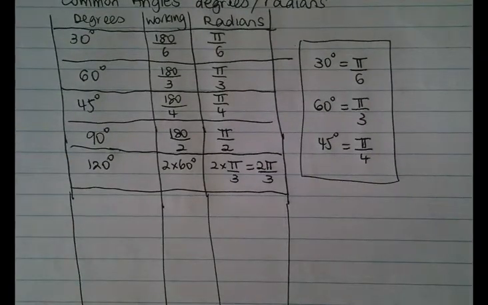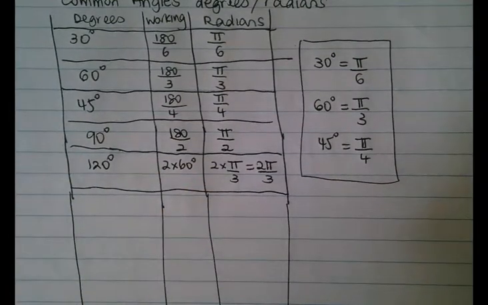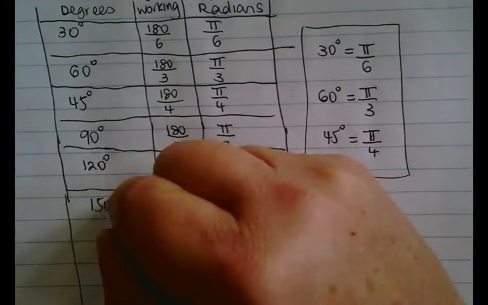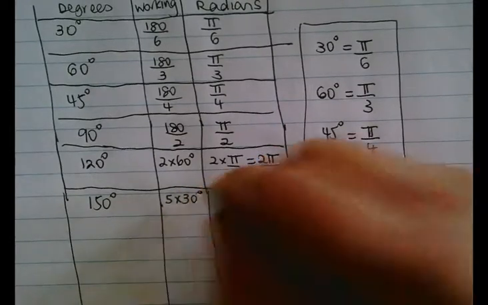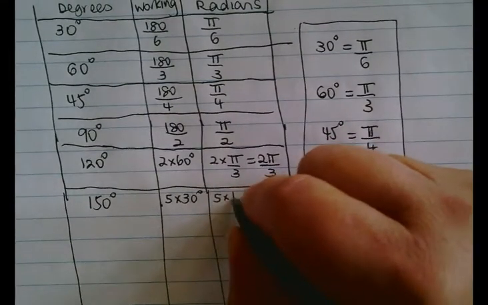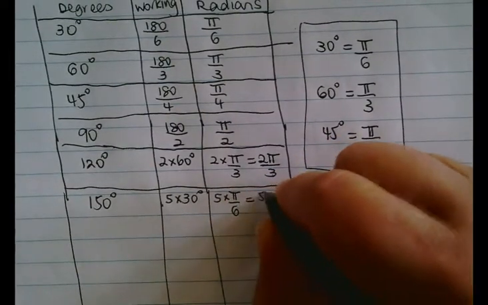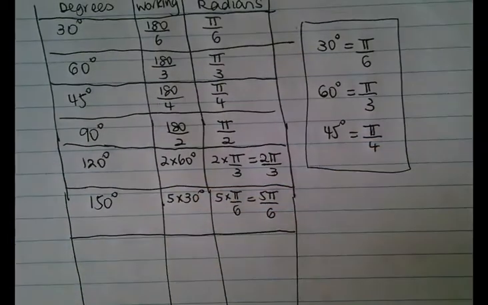Okay? So 120 degrees, you could do it as 2 lots of 60, or you could do 4 lots of 30. What about 150 degrees? See, I think, isn't that 5 lots of 30? Do you get that? 5 pi on 6. So it's 5 times pi on 6, which is 5 pi on 6. Now I am going to show you the formal method. This is just using mental methods to do it, which I really like.